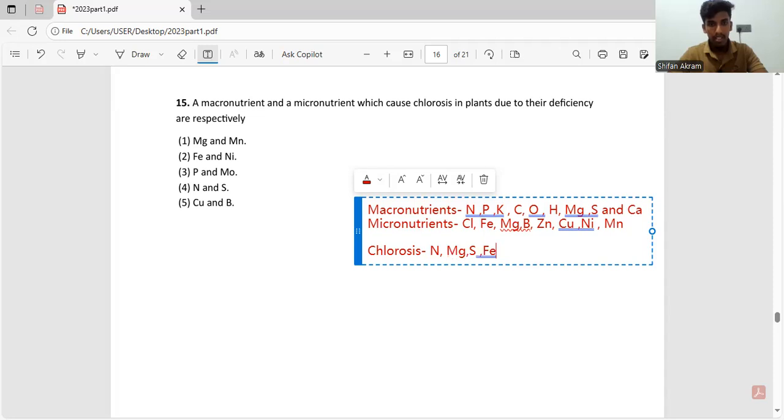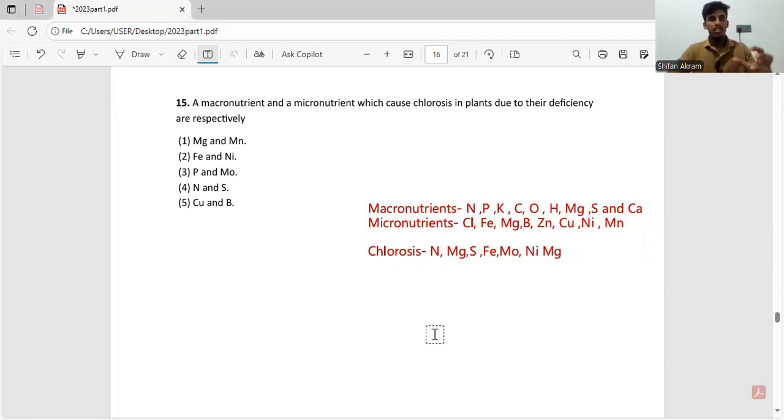Then we have copper, not copper, sorry. Then we have molybdenum, nickel, and magnesium. Magnesium, okay. Now, first statement we have magnesium and molybdenum. Magnesium is a macronutrient, which is correct, and molybdenum is a micronutrient. Both are present that cause chlorosis. So, first one is the correct answer.